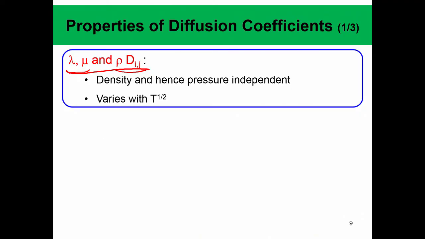So, we see that both of these things, lambda, mu, and rho dij, are density and hence pressure independent. Now, why is this density independent? Suppose you increase the density by twice, that is, you put in twice the number of molecules of species i. You would think that yes, now my transfer will increase. Yes, that increases, but the distance between collisions, the mean free path L, also decreases by half, right.